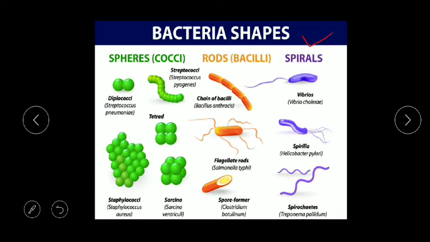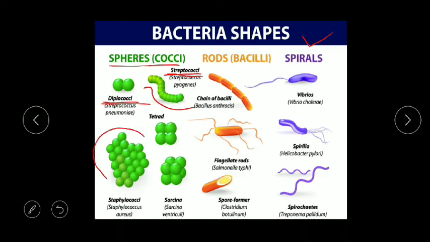Now next, we talk about the different shapes of bacteria. There are four main shapes of bacteria. First is spheres, which are known as cocci. The singular is coccus. When two are present in a group, it is known as diplococcus. When they are in a chain, they are known as streptococcus. Strepto means chain, so from it the word streptococcus is derived, meaning they are present in a chain.